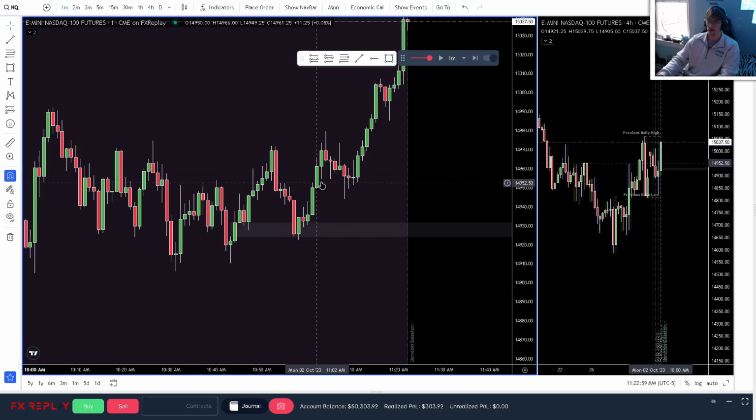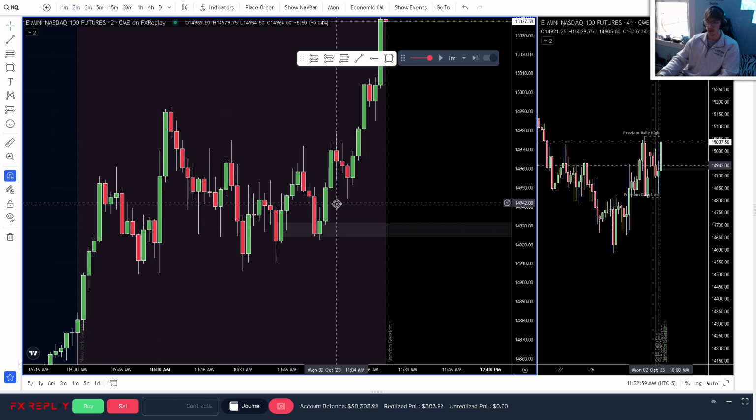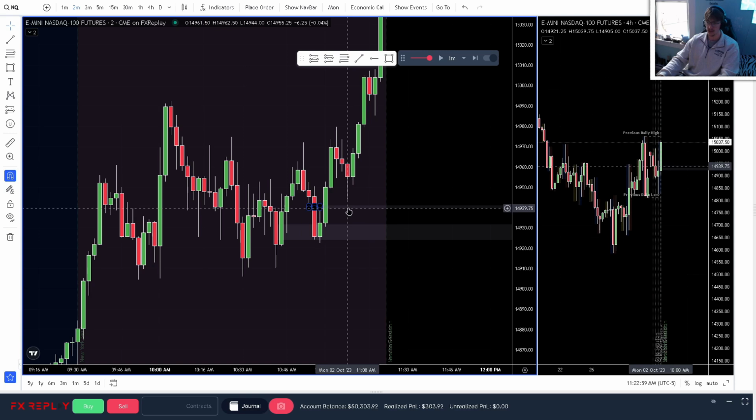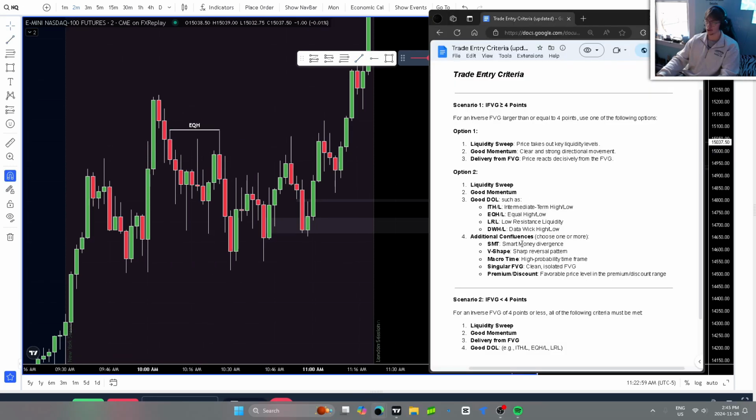There was also this setup right afterwards, delivering out of this 1-minute fair value gap, swept this liquidity, inversed this 1-minute, but since there was a 2-minute here, even though it's very small, I probably would have waited for that and only taken it if there was equal highs above, which actually there is. So this is actually a valid trade, and it goes with scenario 2: IFVG under 4 points, liquidity sweep, good momentum, delivery from fair value gap, and good drawn liquidity.